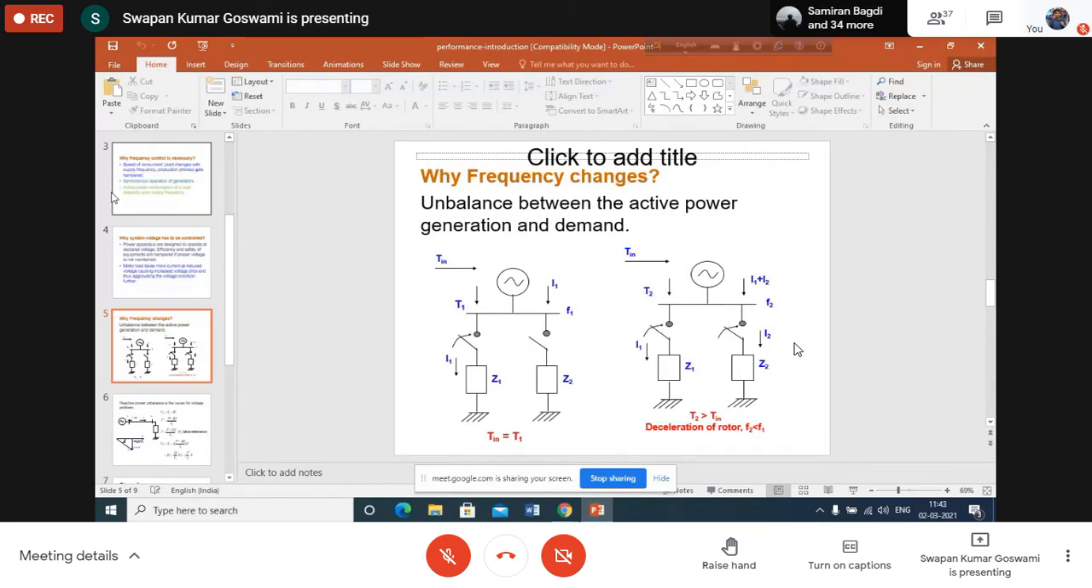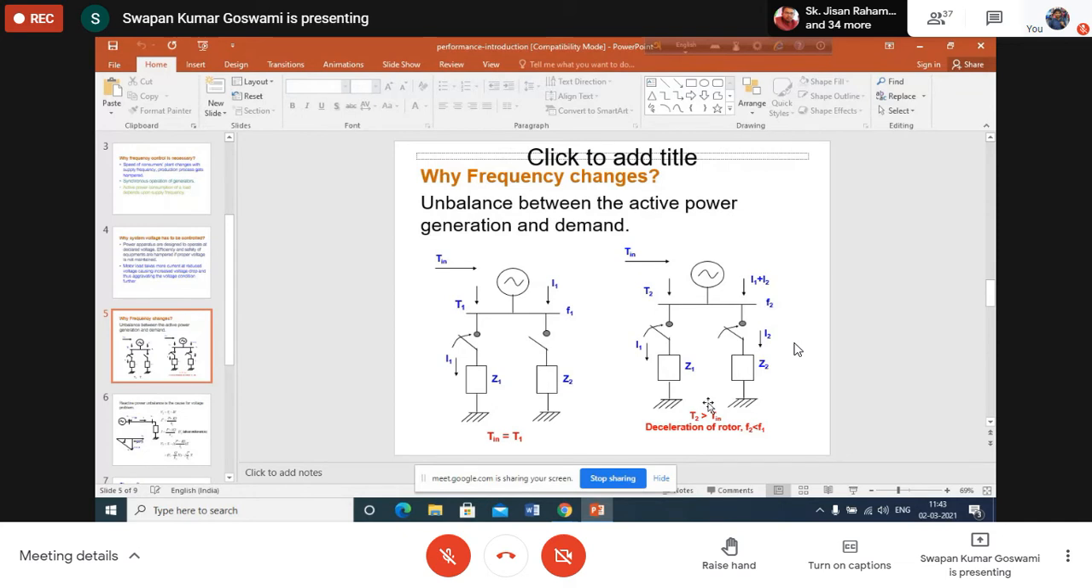So therefore, what will happen if the load increases? Immediately there will be an increase in the torque output of the system. But torque input will remain the same, as before. Since the output torque exceeds the input torque, what will happen? Torque output being more than torque input means the speed of the generator will decrease.